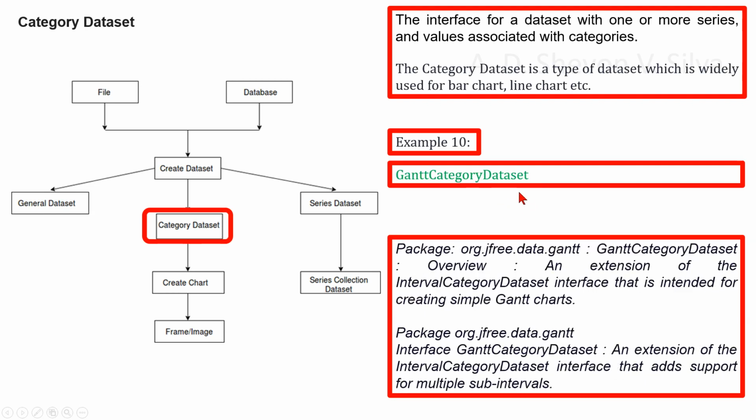Overview of GanttCategoryDataset in package org.jfree.data.gantt. An extension of the IntervalCategoryDataset interface that is intended for creating simple Gantt charts. Interface GanttCategoryDataset in package org.jfree.data.gantt, an extension of the IntervalCategoryDataset interface that adds support for multiple sub-intervals.